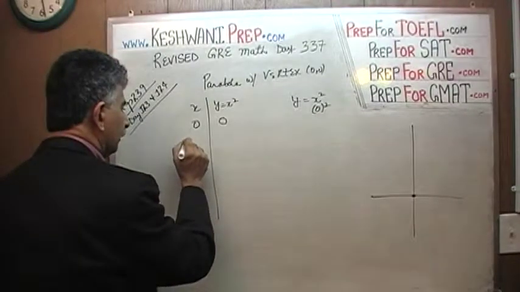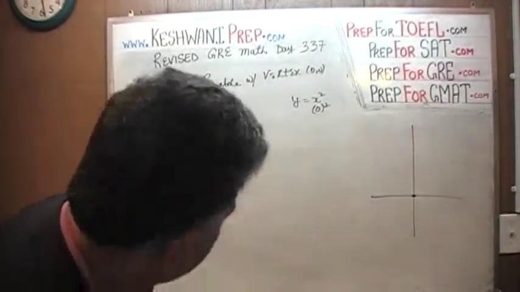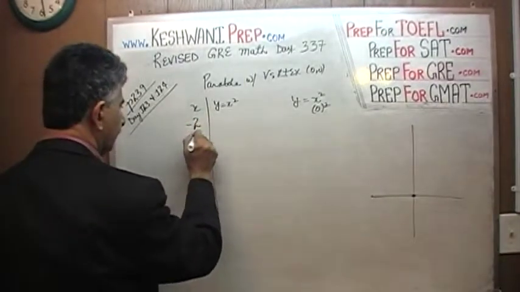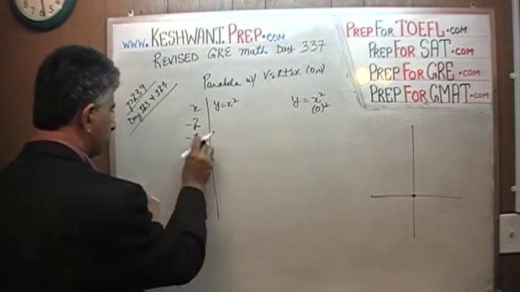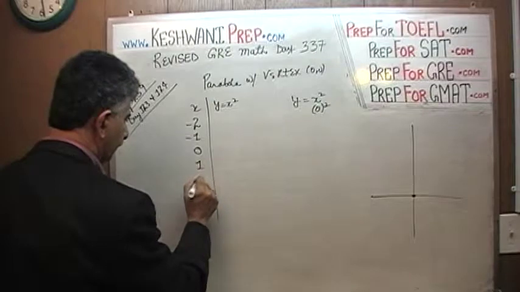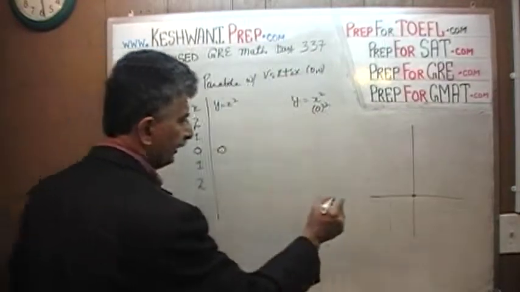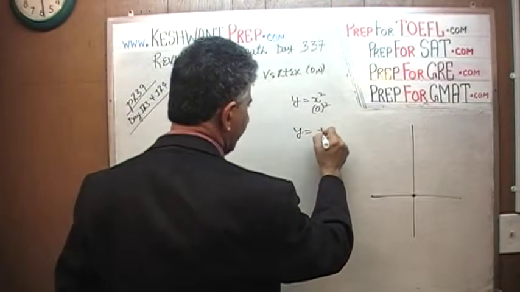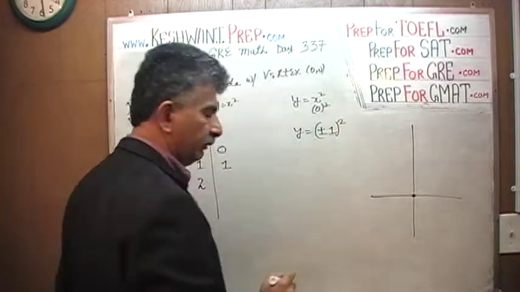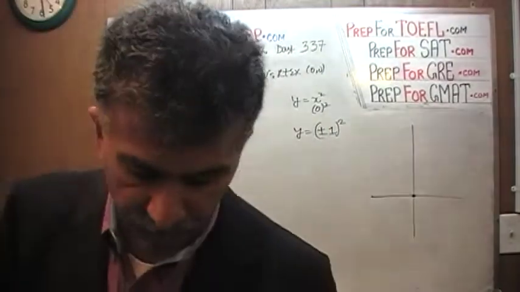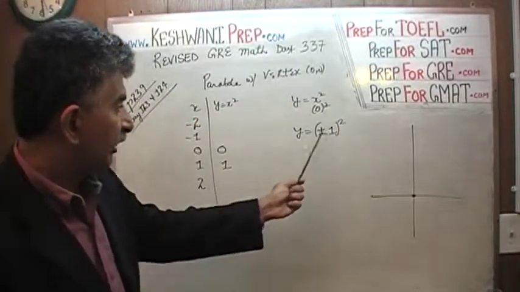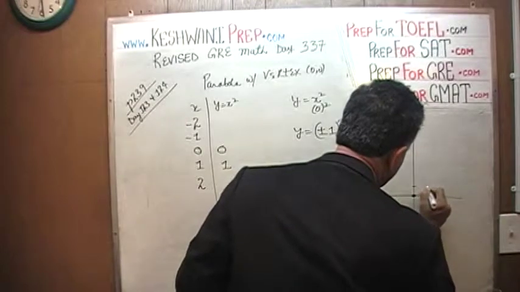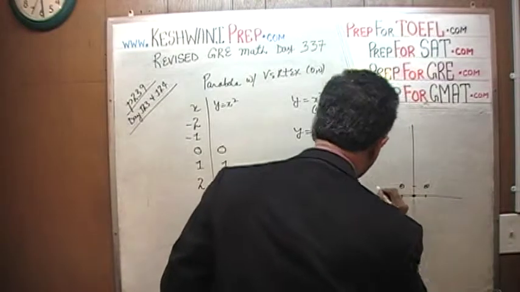When x is positive 1, let's do it in proper order so that we can follow it easily. Negative 1, 0, 1 and 2. When x is 0, y is 0, right here. When x is positive 1, y is going to be 1. Whether it's positive 1 or negative 1, when we square it, y turns out to be 1. So when x is 1, y is 1, and when x is negative 1, y is also 1.